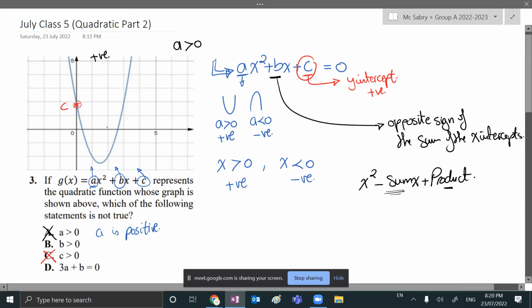Now let's check the B. Where are the x-intercepts? These are the x-intercepts. They're both positive, which means when I add them, the sum of them should be positive. Now when it's put into the equation, it should go with the opposite sign. So it should actually be a negative number. So this means that B must be negative. B cannot be positive. B should be negative. Does that make sense?